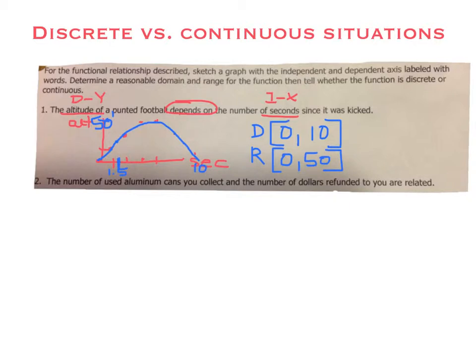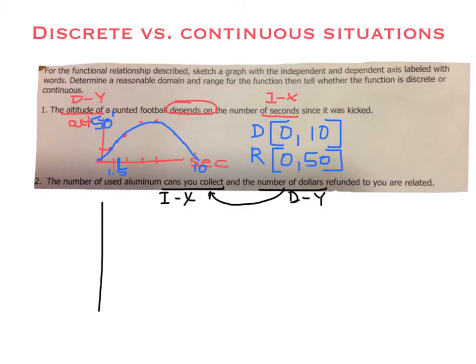Okay, so let's talk about this. The number of used aluminum cans you collect and the number of dollars refunded to you are related. So we have to figure out the dependent and independent first. So the cans I collect and the number of dollars. Which depends? The cans collected depend on the money, or does the money depend on the cans collected? Well, I know that my money is dependent on how many cans I collect. So this is my dependent, which means it's my y. This is my independent, which means it's my x.